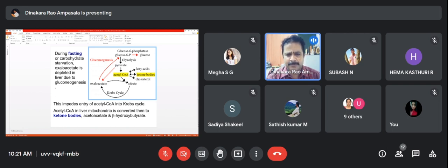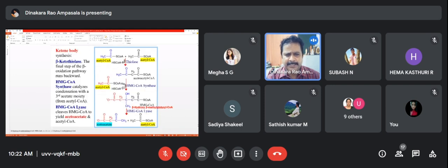Okay, so ketone bodies, which are generated from fatty acid degradation, will convert by a second route into ketone bodies. So acetyl-CoA in mitochondria is converted into ketone bodies like acetoacetate and beta hydroxybutyrate. Now you can see how acetyl-CoA molecules are used here. One acetyl-CoA molecule joins with a second acetyl-CoA molecule in the presence of thiolase, and it forms an acetoacetyl-CoA molecule.